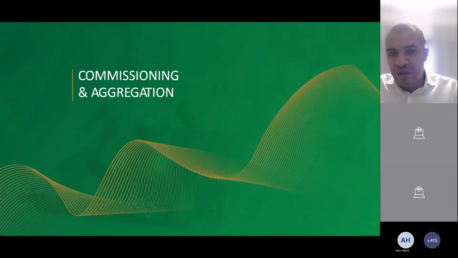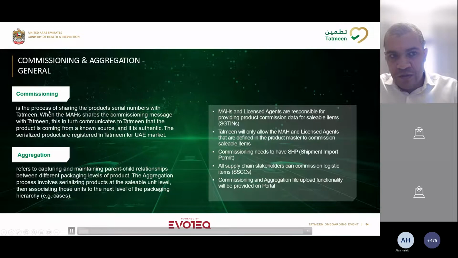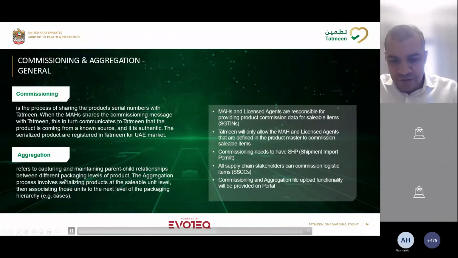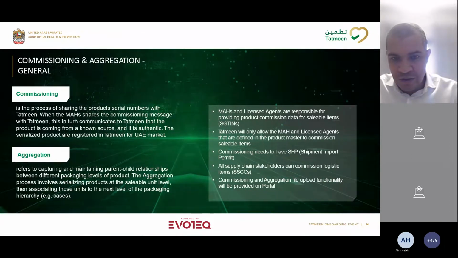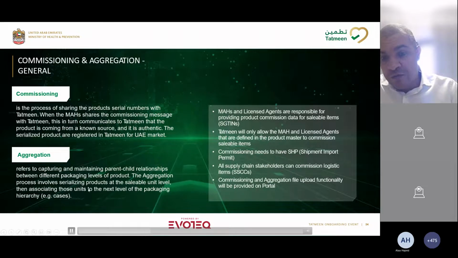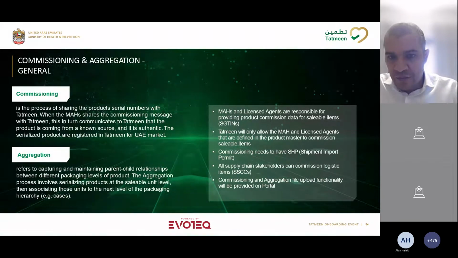Then you have the commissioning aggregation. Commissioning, very simple, is when the serial numbers of the pharmaceutical products are uploaded to Tatmeen, so that Tatmeen can track and trace them. Aggregation is when you collect a number of sellable units into a carton or a pallet or a logistics container, let's say SSCC, for example. If you are doing commissioning and aggregation on behalf of your principal, you have to use these services on Tatmeen, and you have to report these activities on Tatmeen. Again, the technical manual for manufacturers describes what you need to do.